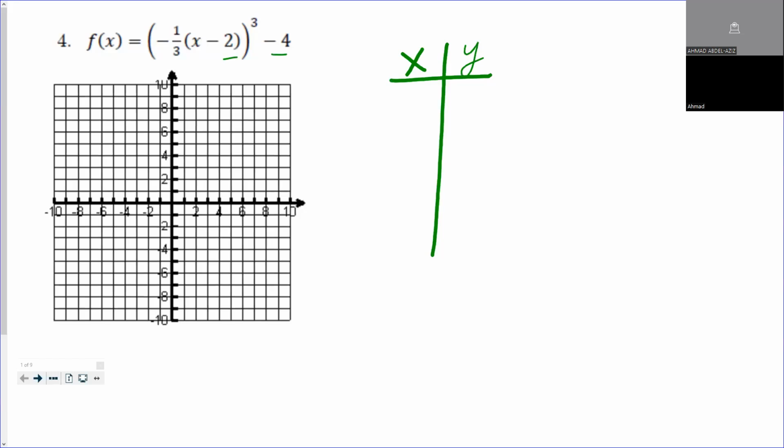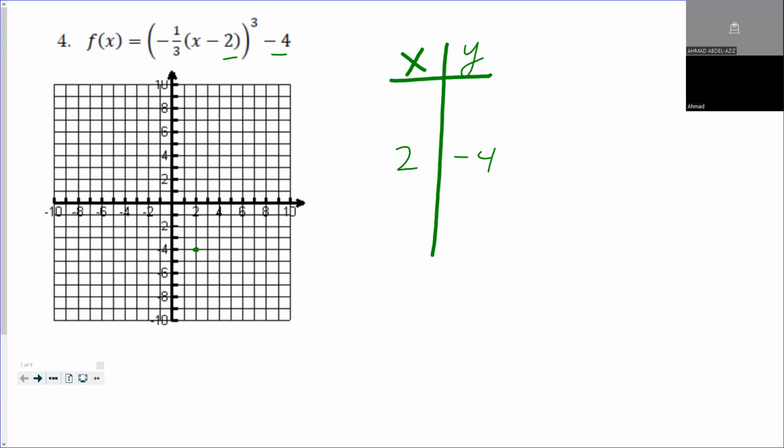And that's going to be 2, negative 4. And I'll put that right in the middle because your HK point is the middle of your graph. So I'm going to know what's happening on both sides of the graph. So after I graph 2, negative 4, what I'm going to do is pick 2 points to the left of x and 2 points to the right of it.